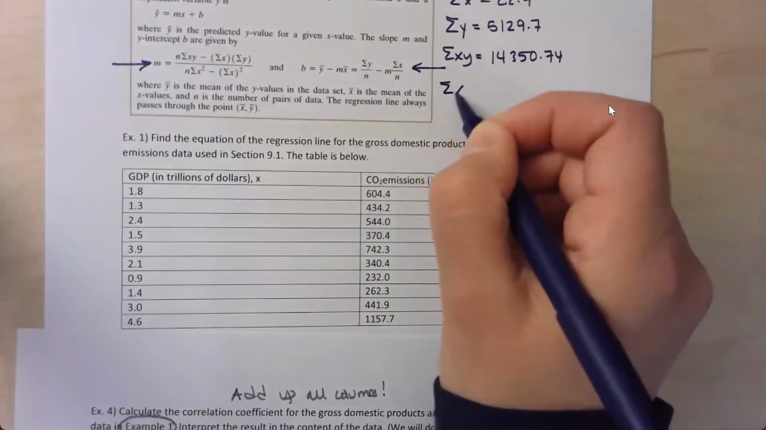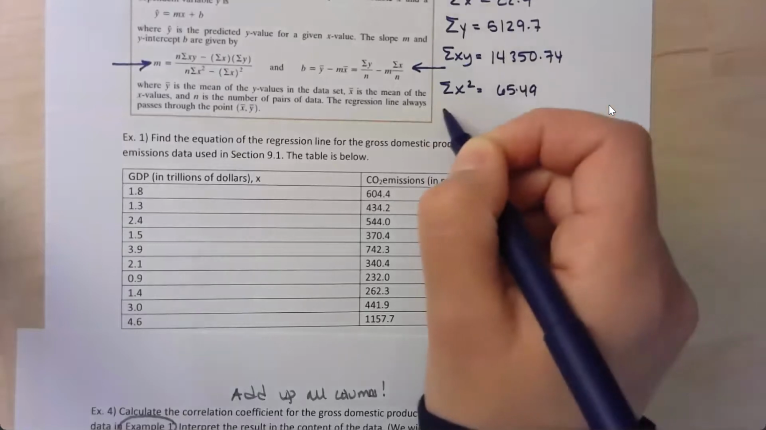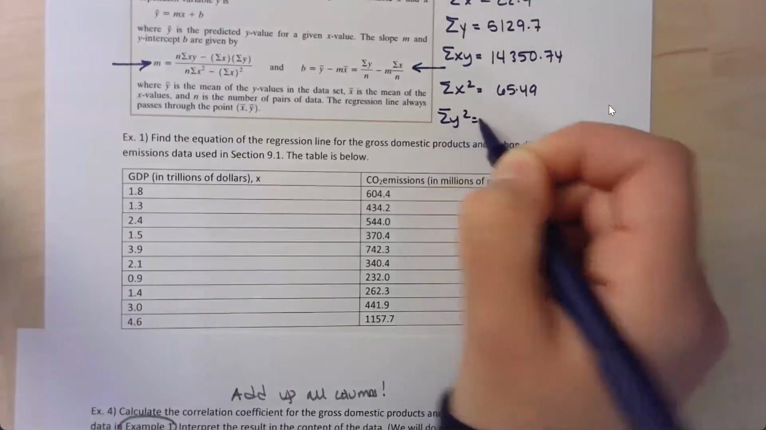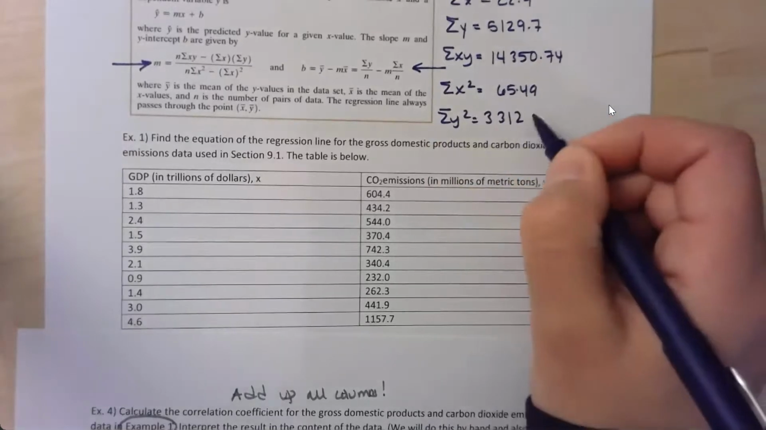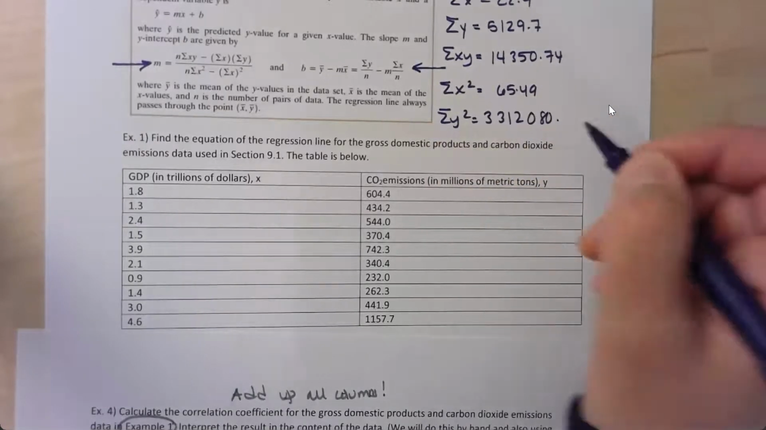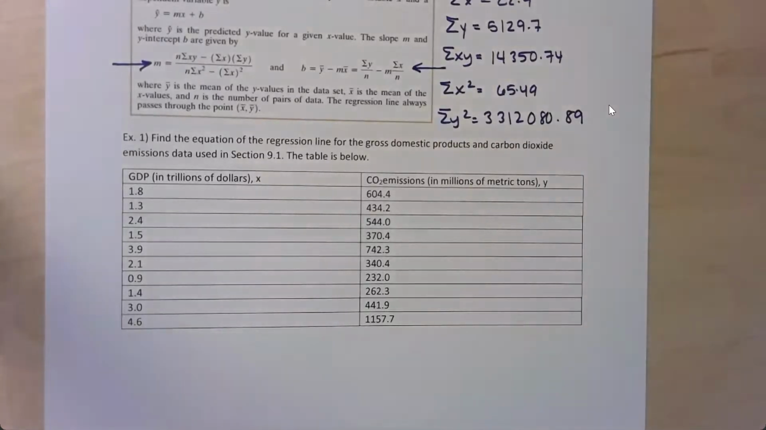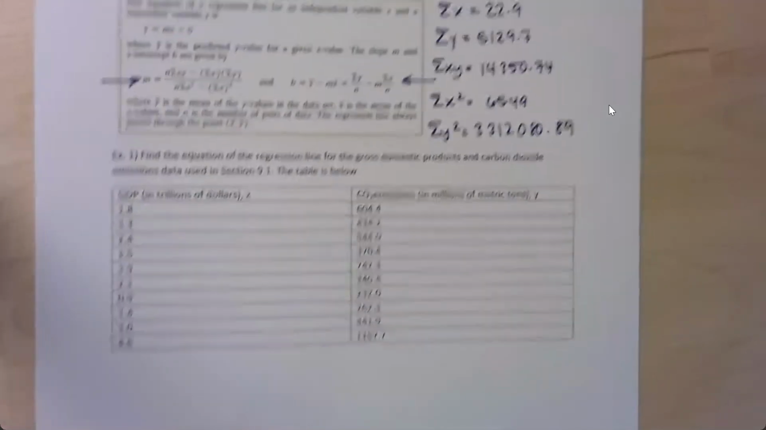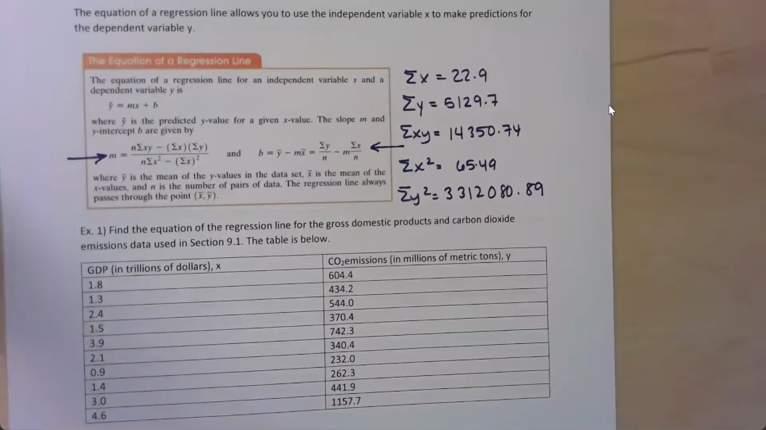The sum of x squared was 65.49. And the sum of the y squared, this was a large number, was 3,312,080.89. So again, I'm just using the work that we did from section 9.1 because we're going back to that same example just to save us a little bit of time here. But if you have to, you'd have to find all these values again if you're doing it by hand.